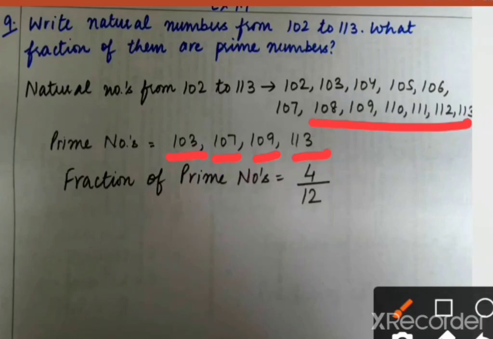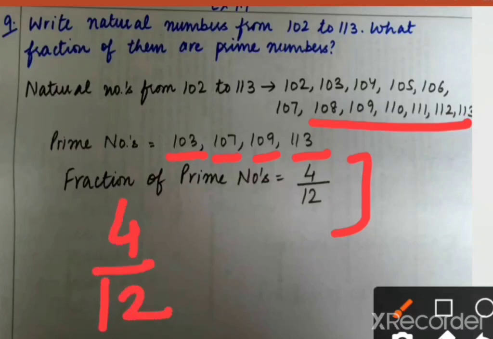So the fraction of prime numbers is 4 by 12, because prime numbers are 4 in total and total numbers are 12. Again, yes, you can write 4 by 12 in the lowest form because 4 by 12 comes in the table of 4 together. So 4 ones are 4 and 4 threes are 12. So this can also be your answer.